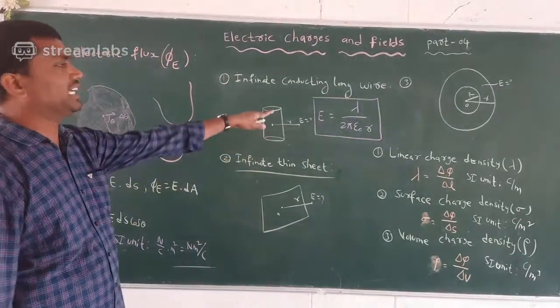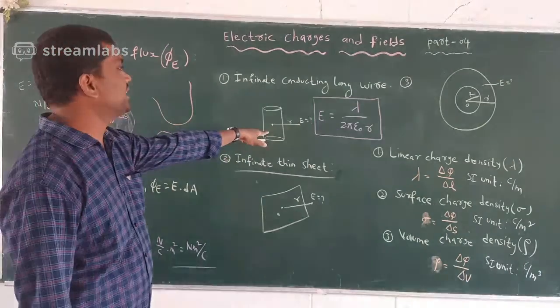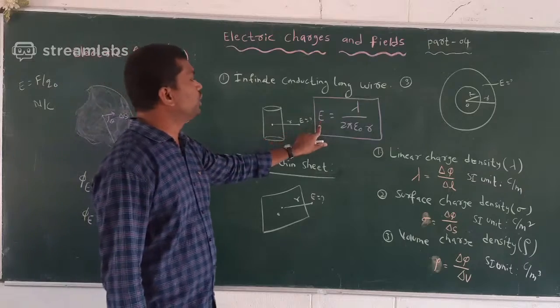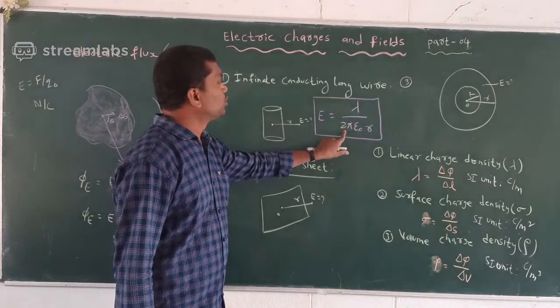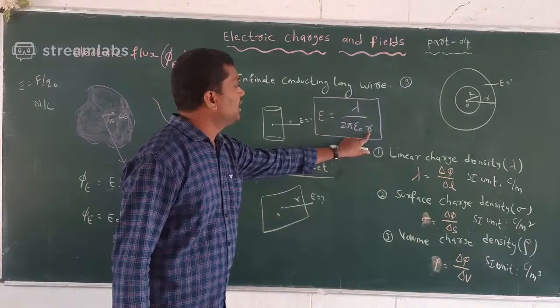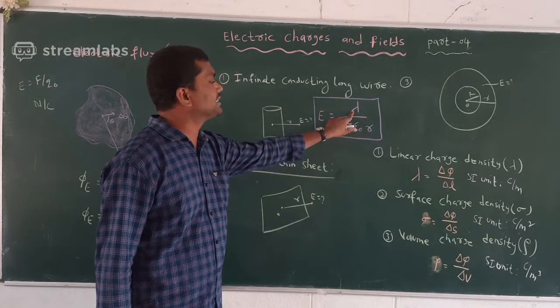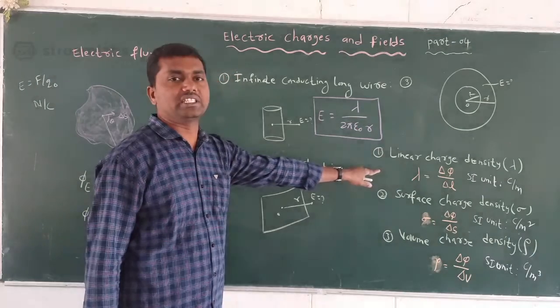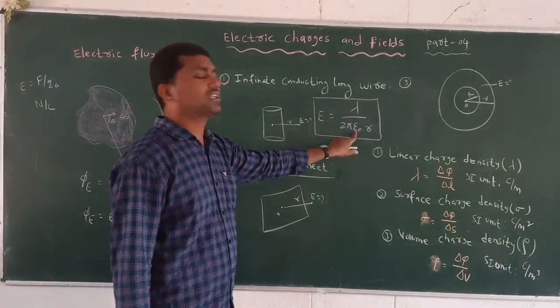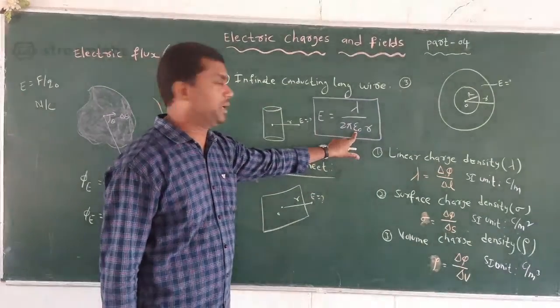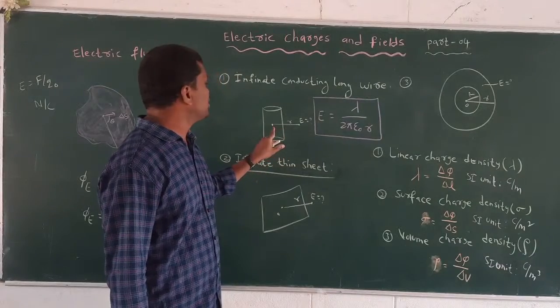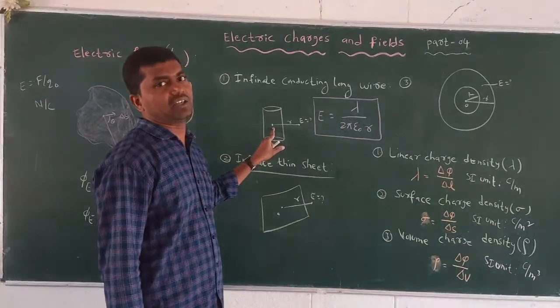So I can write the direct equation of the conducting wire. E is equal to lambda by 2 pi epsilon naught R, where lambda is the linear charge density, epsilon naught is the permittivity of free space, R will be the distance from the center of the conducting wire.